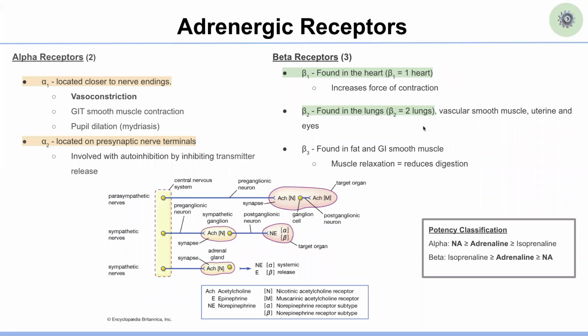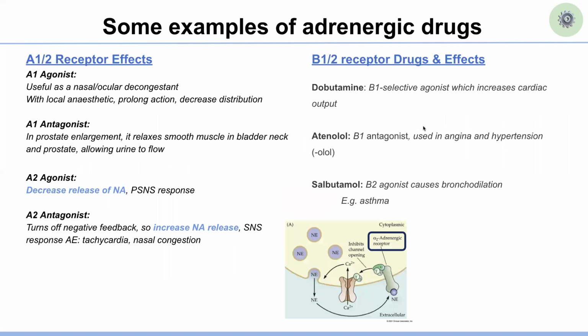So very generally, alpha receptors cause constriction, such as GIT smooth muscle contraction, and beta cause dilation, such as the beta-2 receptors causing bronchodilation in the lungs. Alpha-2 receptors are a bit different. They're located on the presynaptic nerve terminal and involved in inhibition. So the effects reflect this.